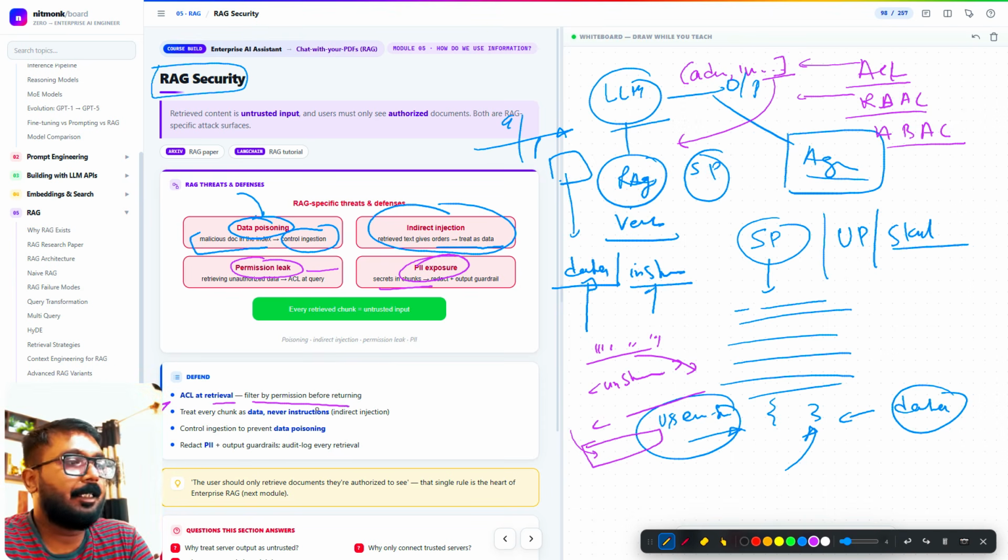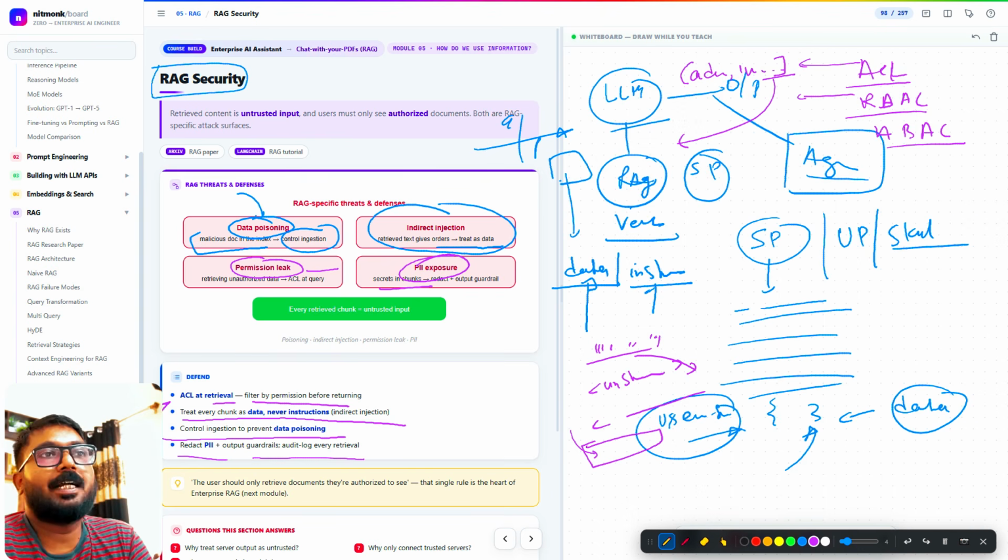Filter away permissions before returning to the user. Treat every chunk as data, never instruction. That's what I told you. Control ingestion to prevent data poisoning. Once ingestion happens, chunks go to your RAG. Redact PII plus output guardrails. So all the time you try to build this complete framework. You try to build the guardrails. Guardrails are really important, right? Now let's talk about production RAG.